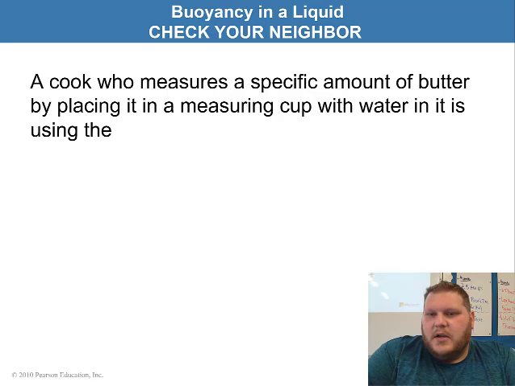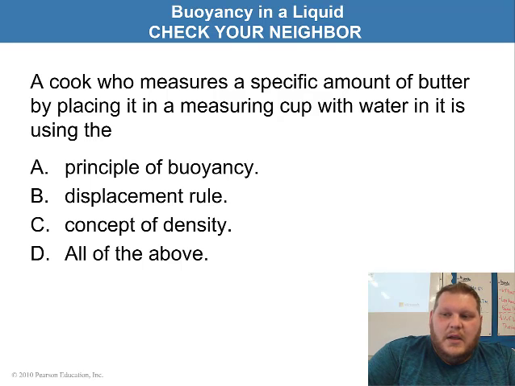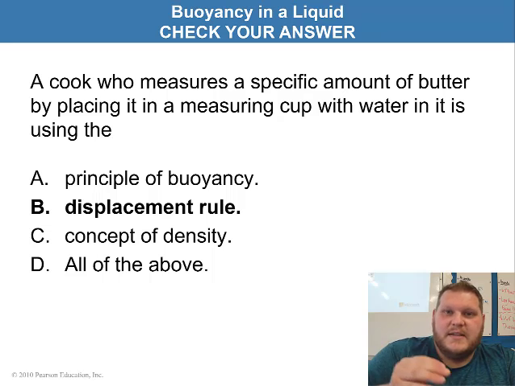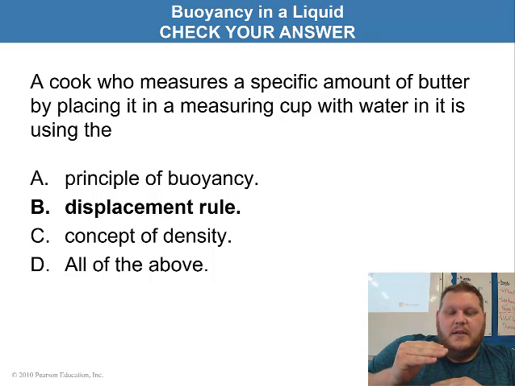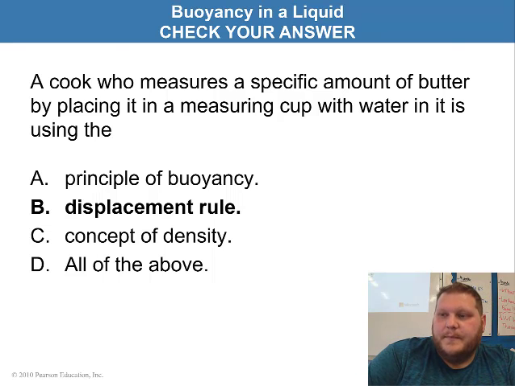Okay, so another check here. A cook who measures a specific amount of butter by placing it in a measuring cup with water in it is using A, principle of buoyancy, B, displacement rule, C, concept of density, or D, all of the above. So again, if he's measuring an amount of butter by placing it in a measuring cup with water, he's of course using the displacement rule. We're looking at how much water is displaced, how much my volume changes in that measuring cup would tell me how much volume of butter that cook would have.